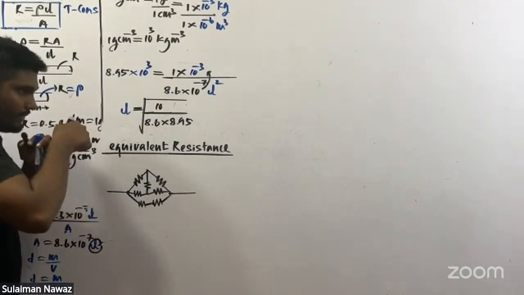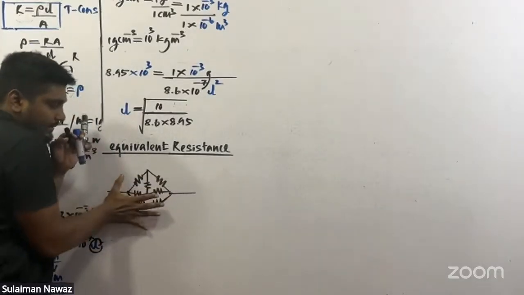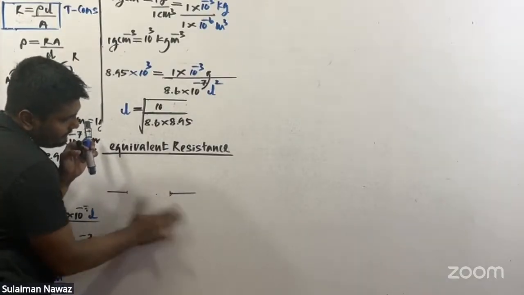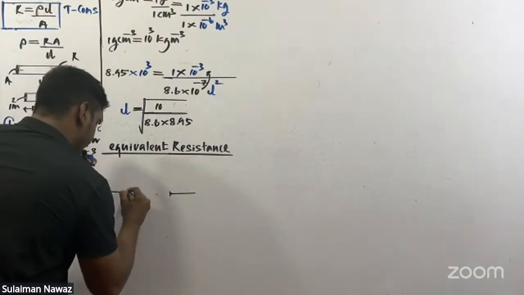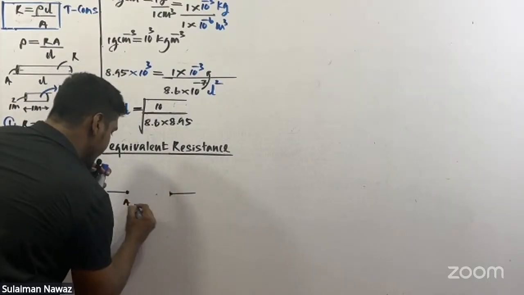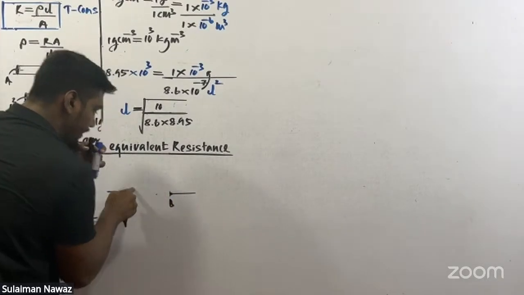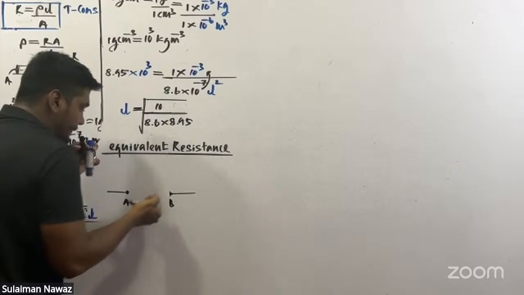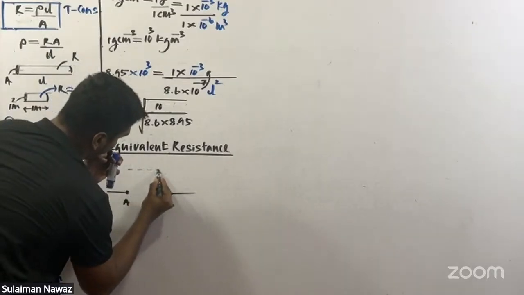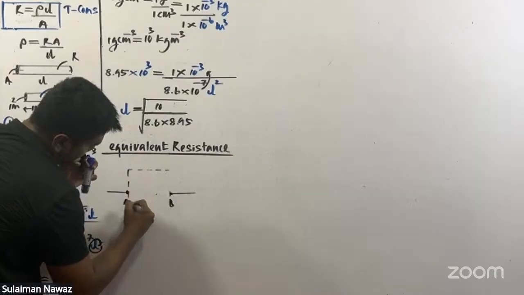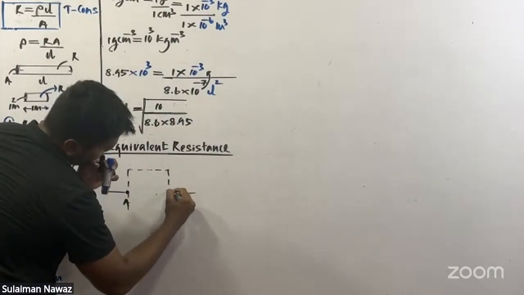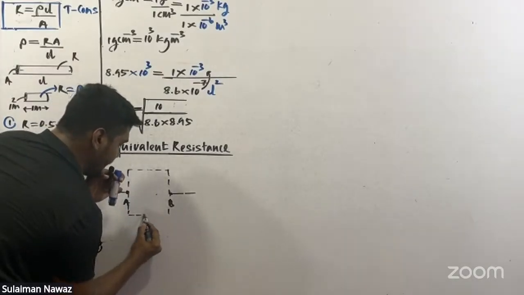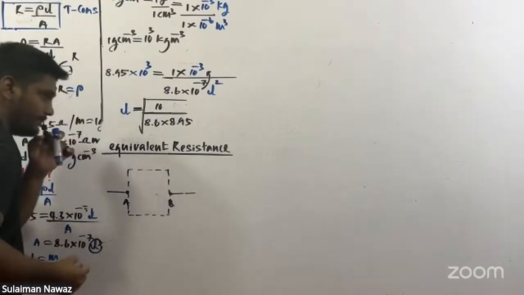So forget about drawing it like this. Between these two terminals, let's say terminal A and terminal B, there are plenty of resistors, right? I'm not drawing the resistor system between these two points, but understand there is a resistor system between point A and point B. This is my resistor system.